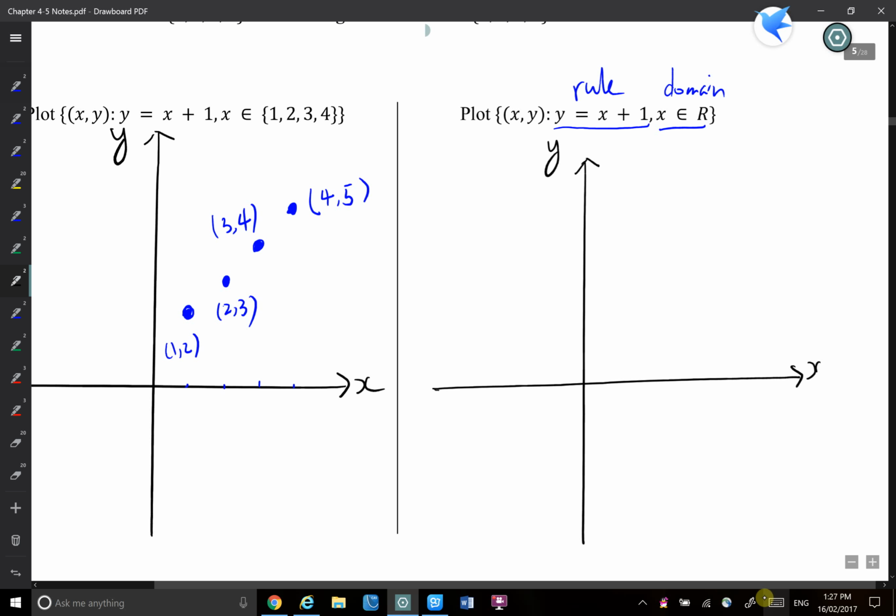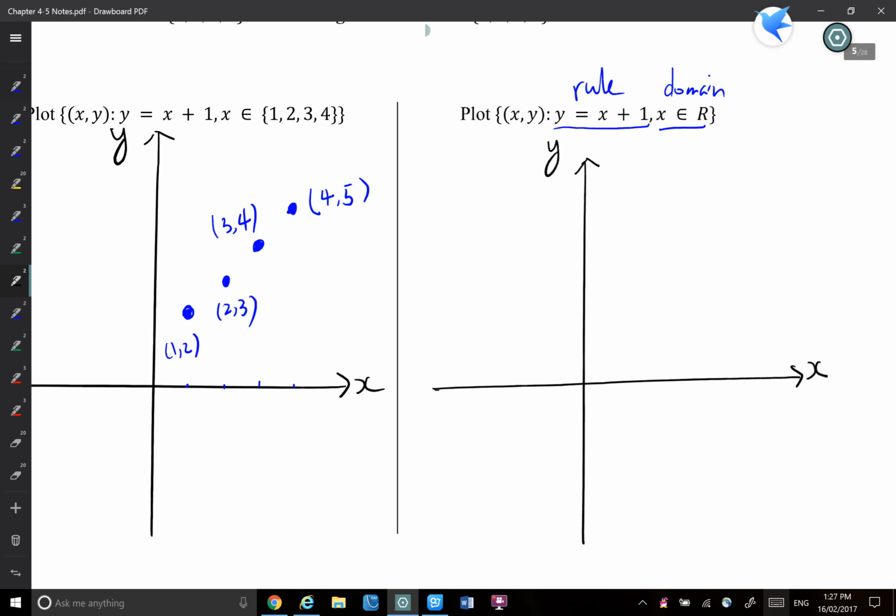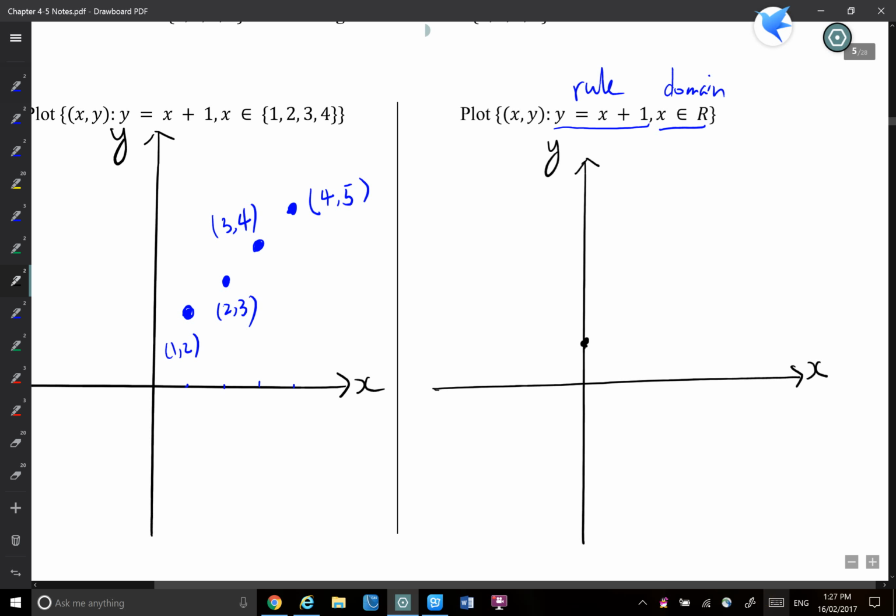So your graph will be on the x and y axes. Now your x can take anything, so every x value is possible. So you have infinitely many points. I will choose 2 points, which are this one and this one, the x and y intercepts. And then I will sketch a linear graph here.